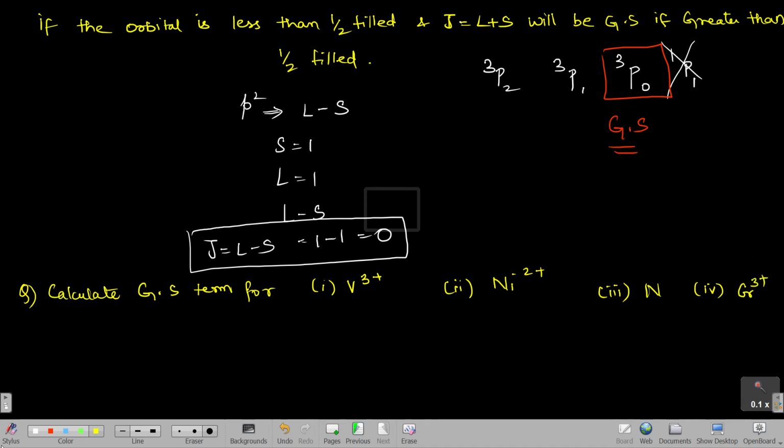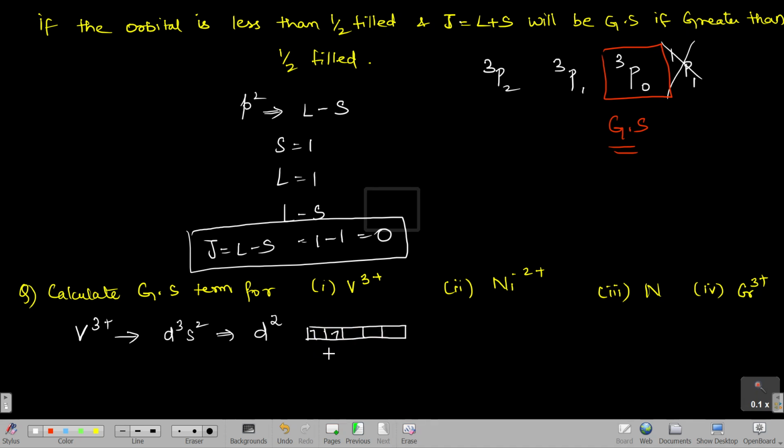Okay, so we are having four parts here wherein they have given you some elements and they are asking you to find out the ground state term. So basically what do you do? You first need to find out the configuration. So vanadium 3 plus, vanadium is d3s2, so 3 plus means it is going to be d2. Okay, vanadium is basically d2 configuration. So you put it in the d2 configuration.